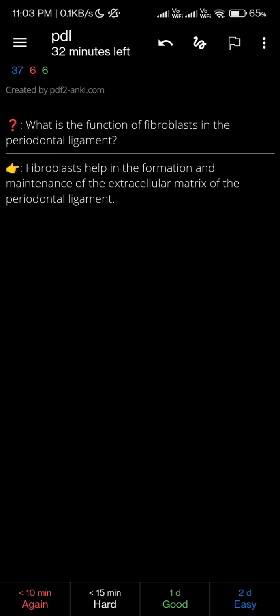So what is the function of fibroblasts in the periodontal ligament? Homeostasis of the collagen, and forming the ground substance and fibers. What else? Maintenance and regulation of synthesis of extracellular matrix.